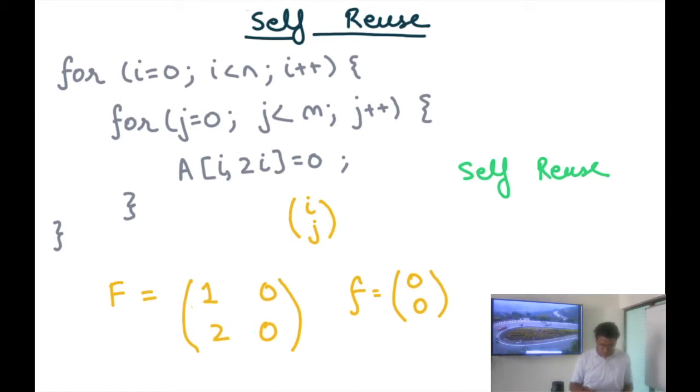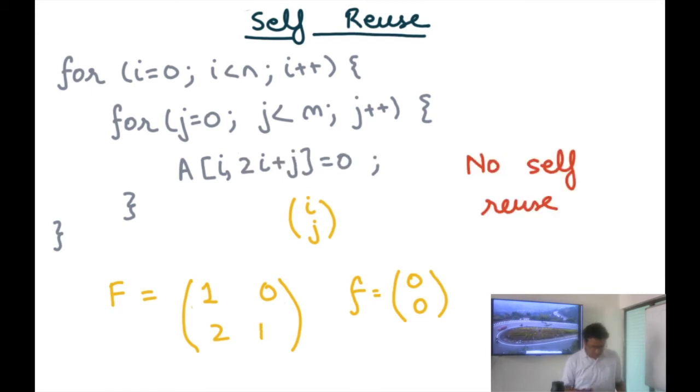Now, we want to develop a relationship between capital F and self-reuse, and I'm going to come to that very soon. But I hope you are noticing some kind of a pattern here. Here is an example. Here's another example. It's the same two-dimensional loop nest, but the array access, a two-dimensional array access, is given by i, comma 2i plus j.